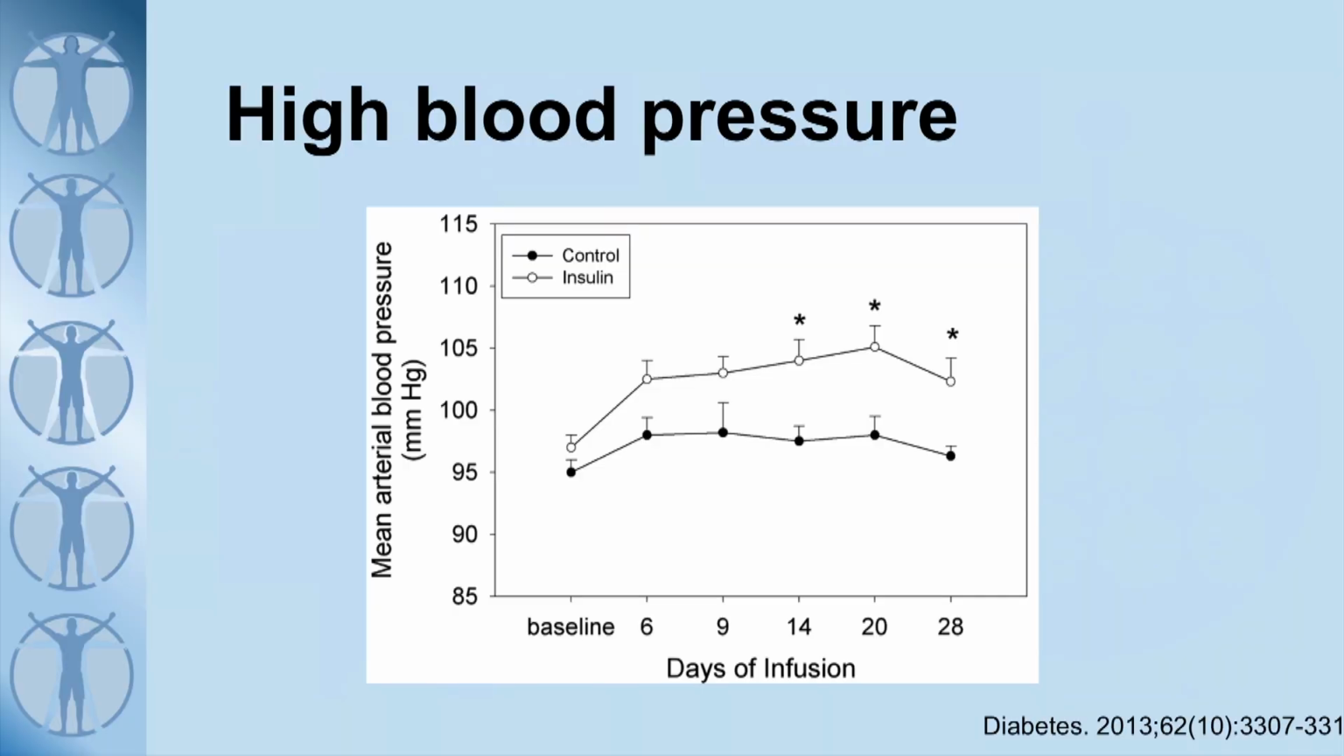So let's have a look at number 2, elevated blood pressure. It's been clearly shown that elevated insulin levels correlate with increases in blood pressure. So on this graph you can see here on the top line, this is what happens if you give people insulin. On the bottom line, that's what happens if you don't. So what you can see is a clear causative mechanism of insulin in increasing their blood pressure. And this is something which we see every week in clinic.